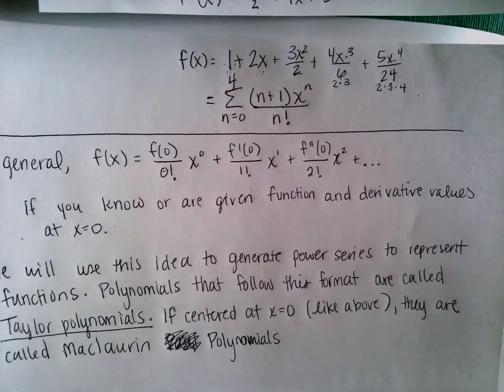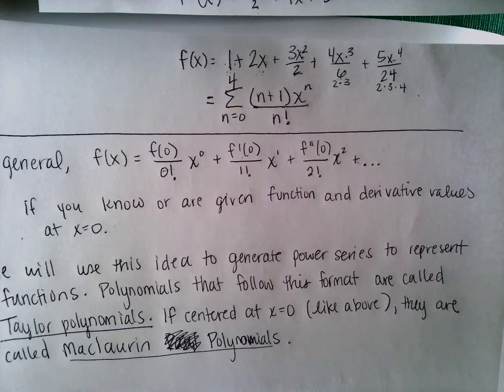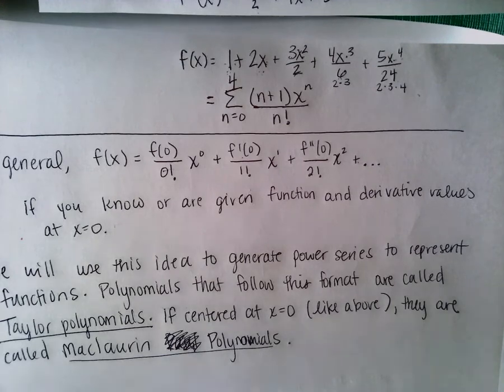So they're called Maclaurin polynomials if they're centered at 0. Okay. So today we're just going to be focusing on Maclaurin polynomials centered at 0 to get us started here. And we're going to come up with the Taylor or the Maclaurin polynomial for some really common functions.